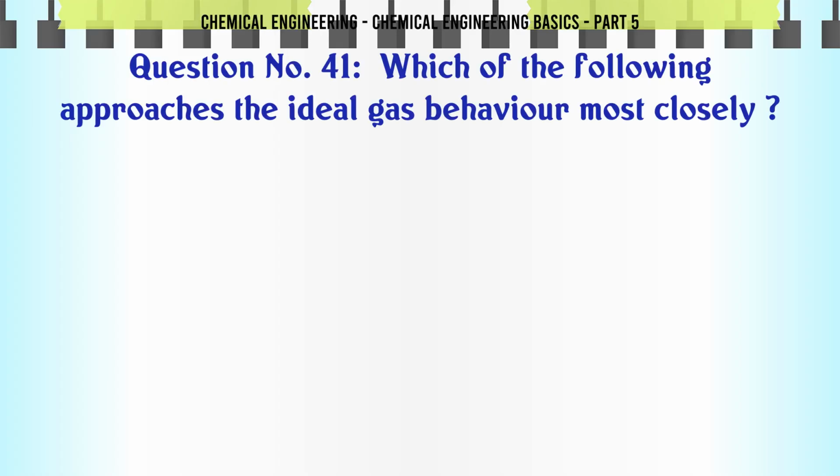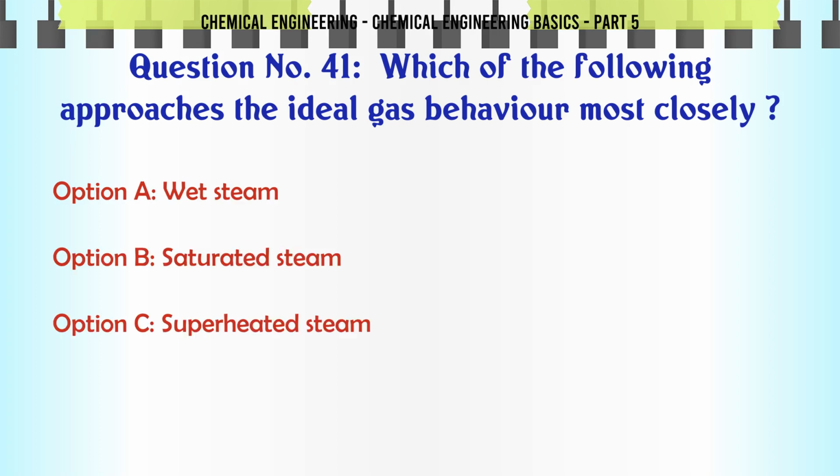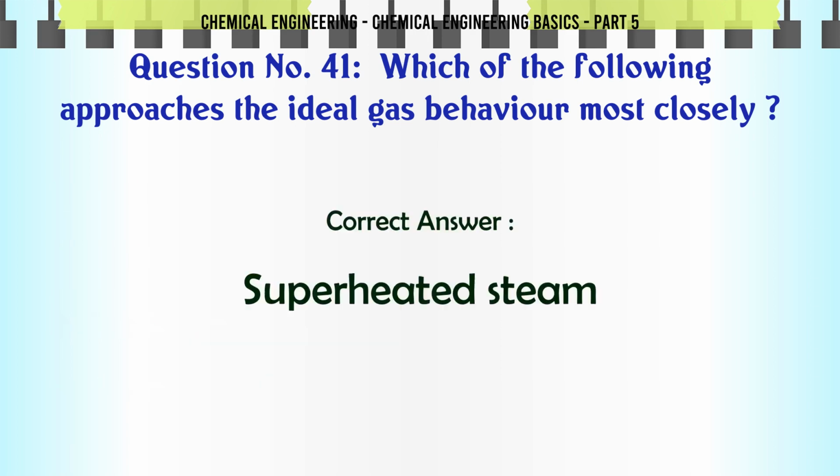Which of the following approaches the ideal gas behavior most closely? A. wet steam, B. saturated steam, C. superheated steam, D. saturated water. The correct answer is superheated steam.